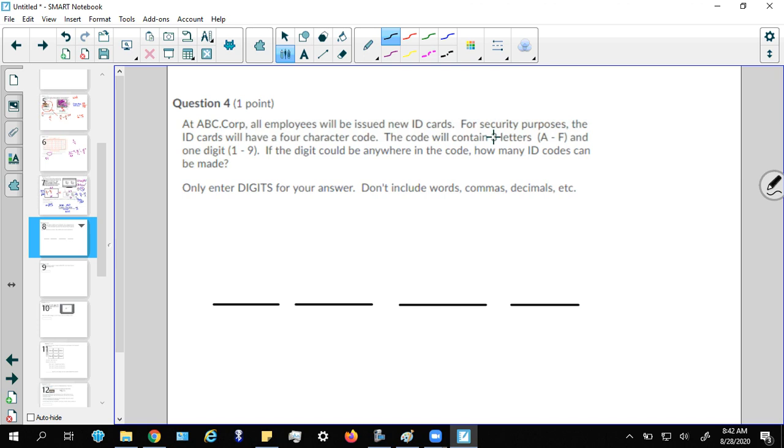The characters will contain 3 letters. So that will be a letter, a letter, a letter. And the other one is going to be a digit, so that will be a number. Now, the 3 letters are A through F. So let's see: A is 1 option, B 2 options, C, D, E, F. That's 6 options. So A through F is 6 options, and all of these letters are A through F, which is 6 options.